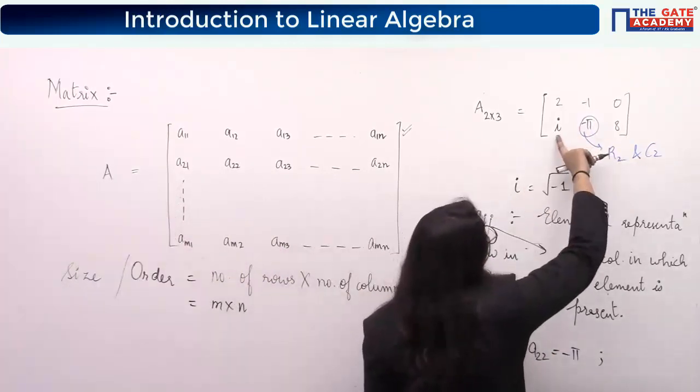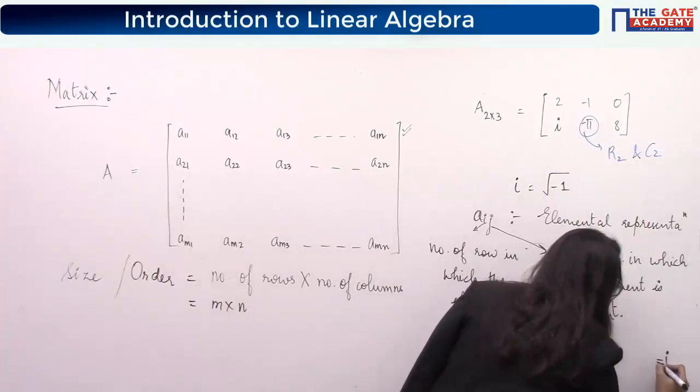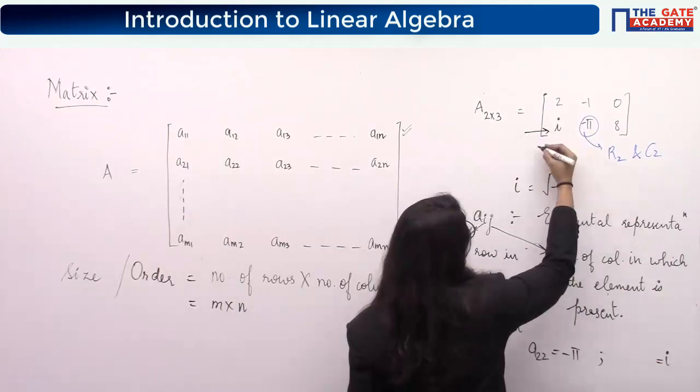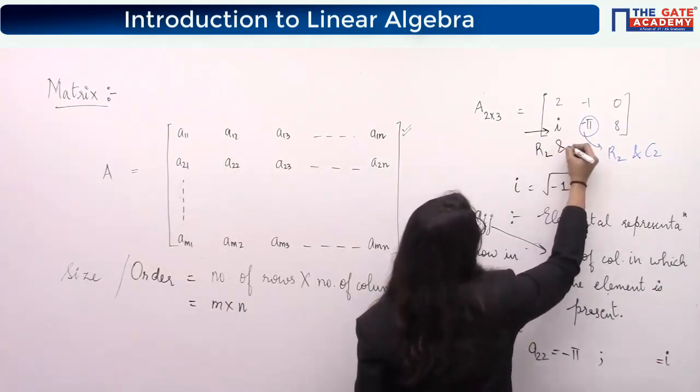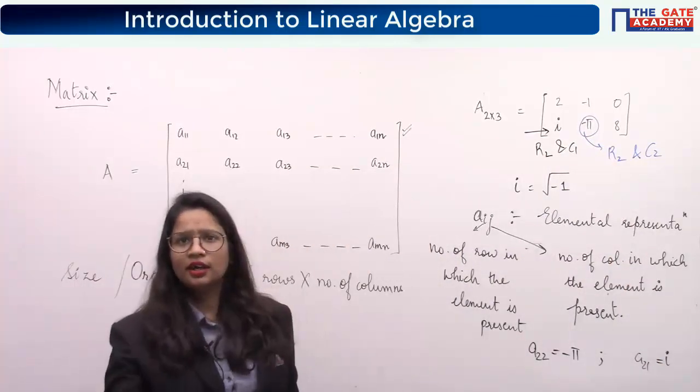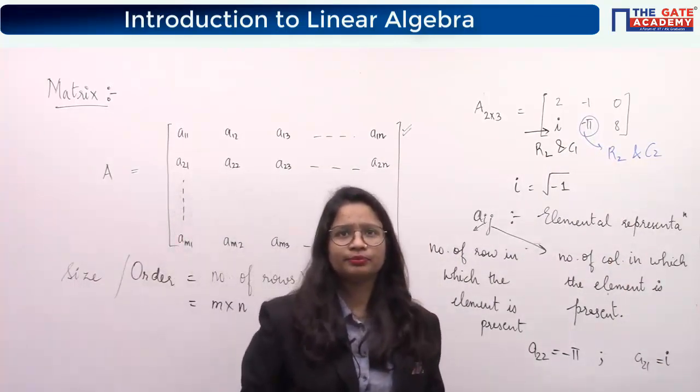Now give me the name of this iota. 2, 1. Yes, everybody is right. It is present in row 2 and column 1. So A, 2, 1. Not a very hard thing to understand. I think you must have got it. Okay.